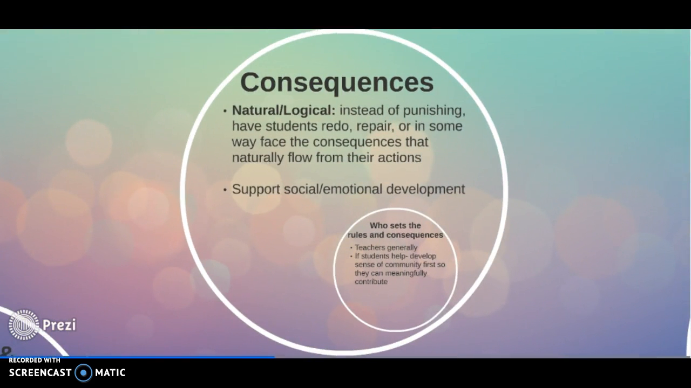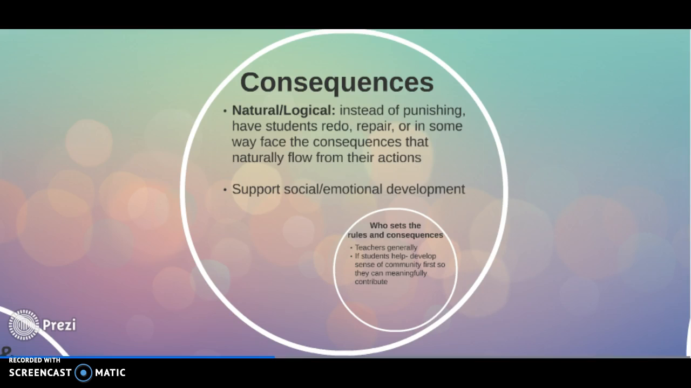So, when the rules or procedures are not followed within the classroom, you must decide how to take action when the rule is not obeyed. It is encouraged to use natural or logical consequences. So instead of punishing, have students redo, repair, or in some way face the consequences that naturally flow from their actions. Some examples our book gave was to separate the deed from the doer in your response. So the problem is the behavior, not the student.